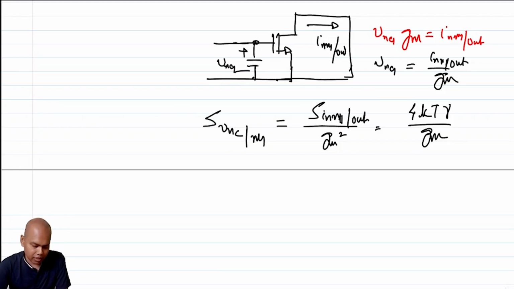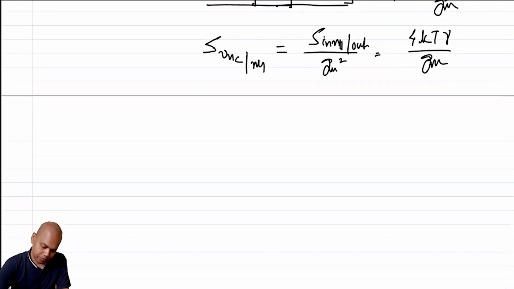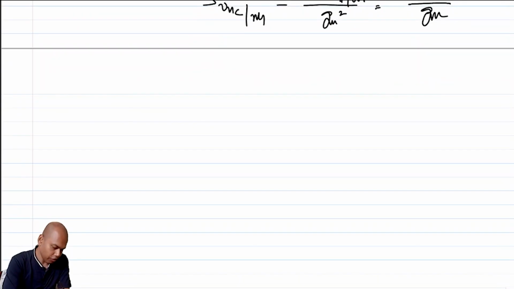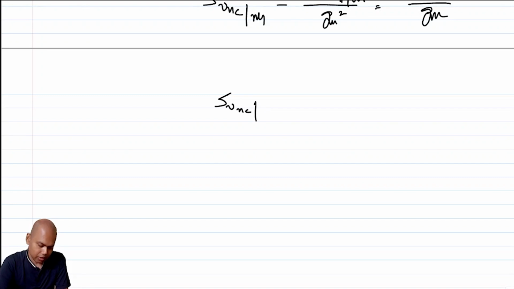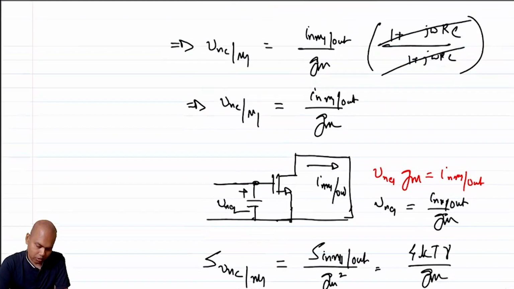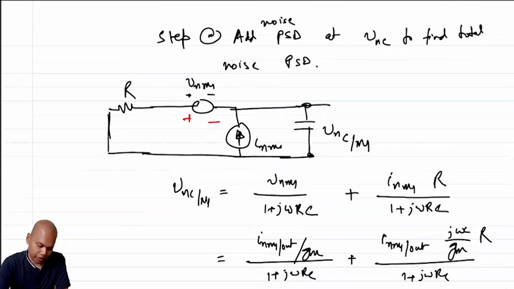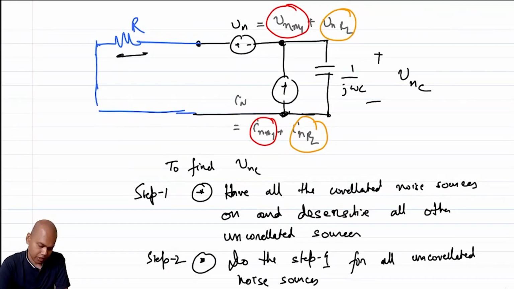And this SVNC, due to the noise current because of M1, is 4 kT gamma by GM. Similarly, we'll also have an equivalent noise at the input side across the capacitor, due to the resistor, which we have conveniently neglected till now, right?